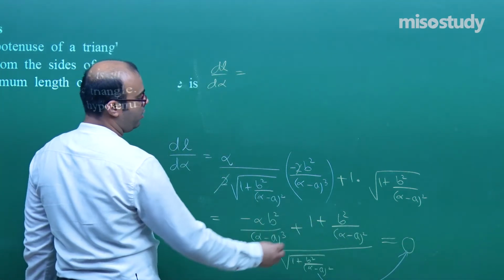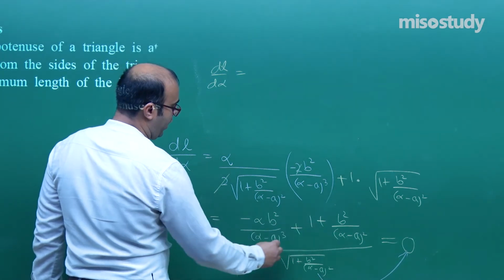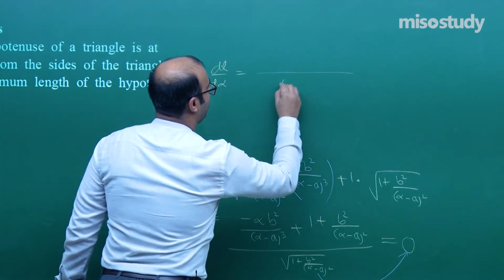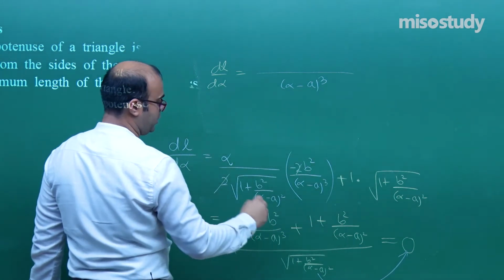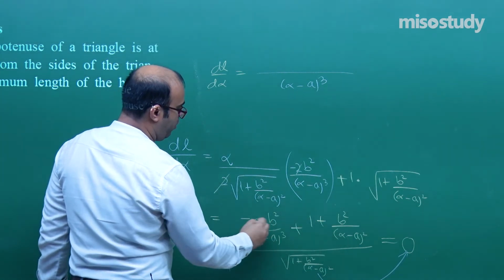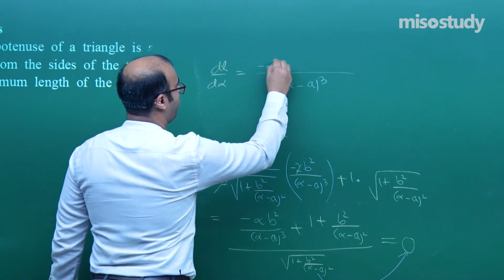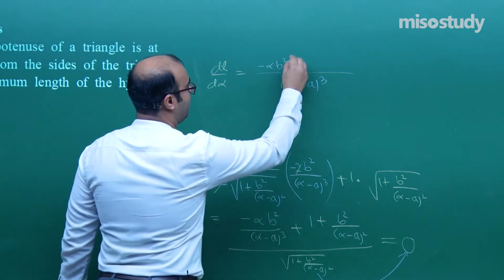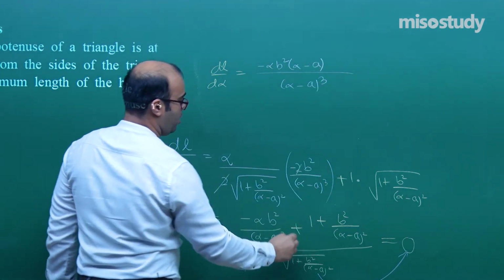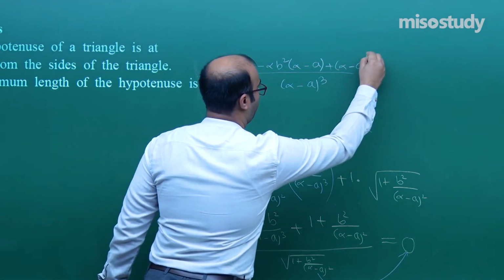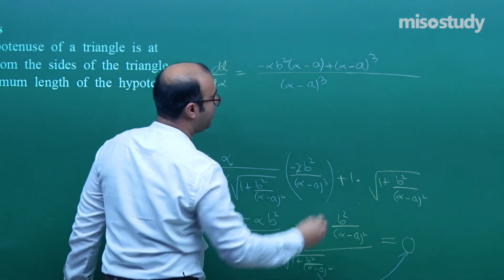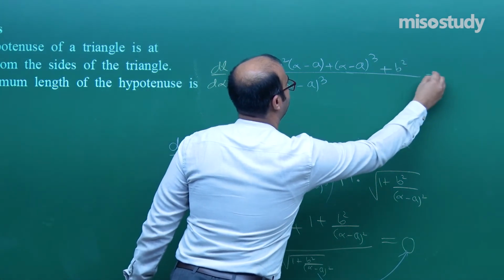What will remain here? We will find, after taking alpha minus a whole cube as the LCM again, this is 1 minus alpha b square into alpha minus a, plus alpha minus a whole cube, and then plus b square. This term is equal to 0.